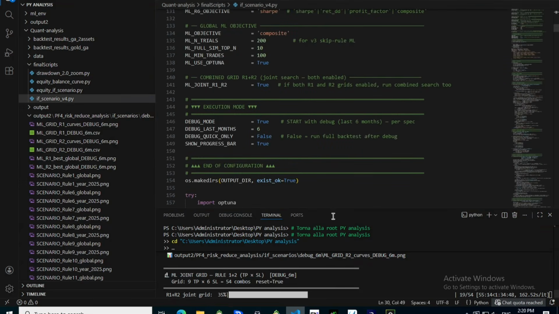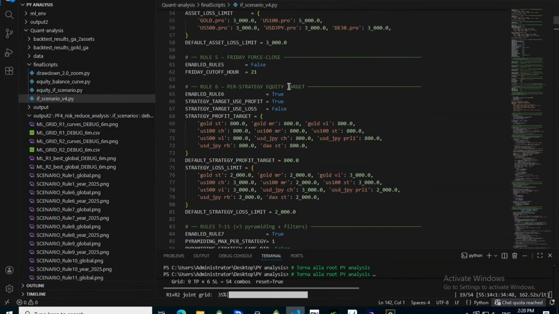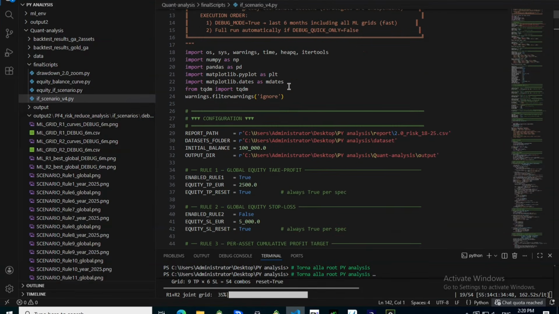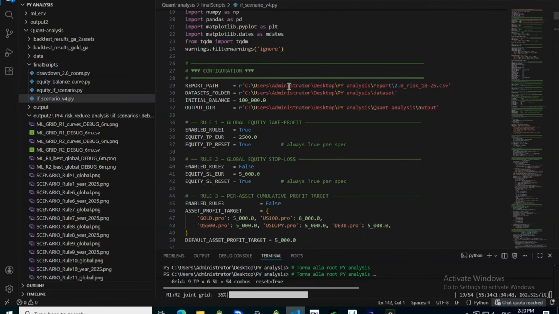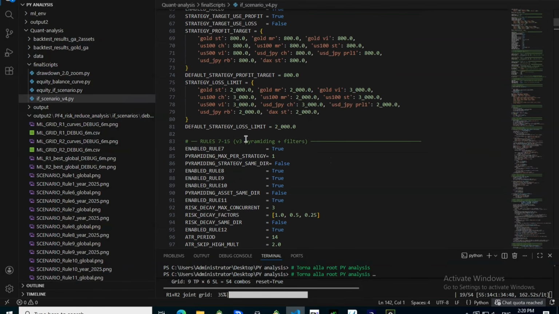Like in this case, I'm analyzing different if scenarios. This is a little different from what I said before about correlation, but I'm also trying to analyze the correlation part, because in this case I'm analyzing the pyramiding. Pyramiding means if a strategy is opening more than one trade at the same time. This filter is going to try different scenarios.